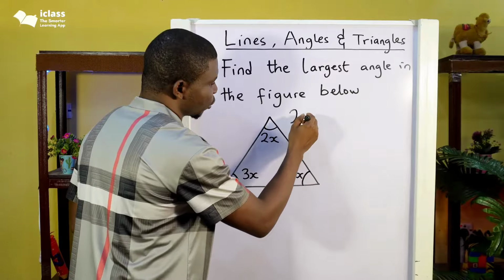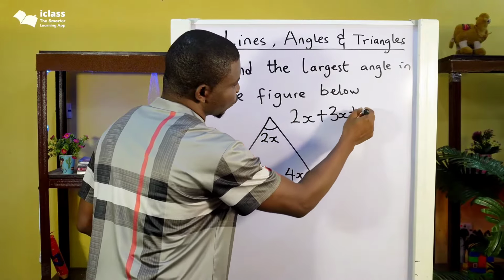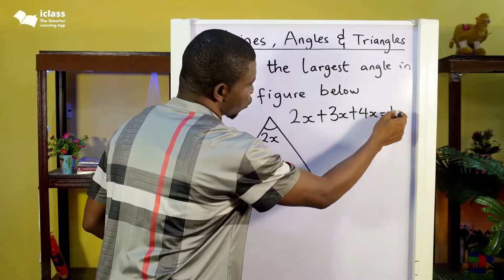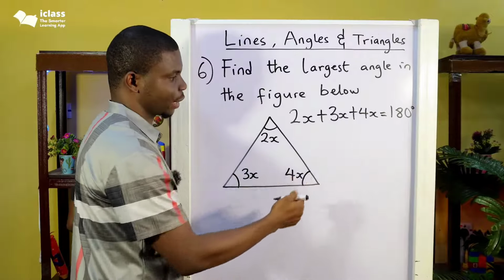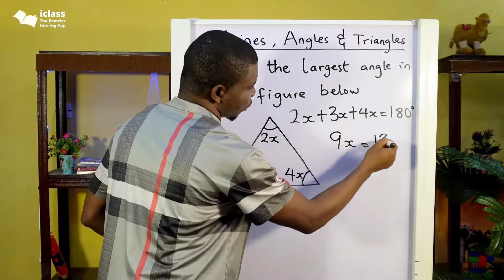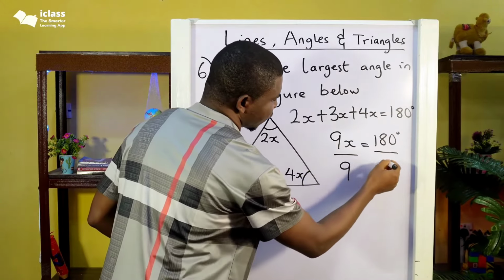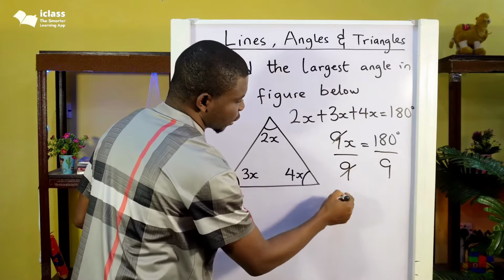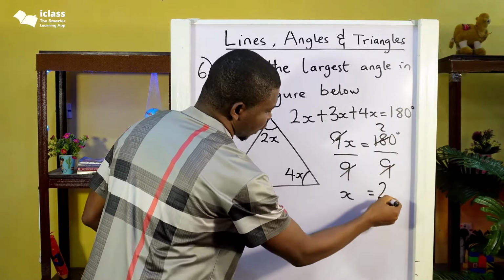Remember that the sum of angles in a triangle, 2x plus 3x plus 4x, should give us 180 degrees, right? 2x plus 3x is 5x, plus 4x is 9x. This is equal to 180 degrees. To get x, we divide both sides by 9. So our x is equal to 20 degrees, right?